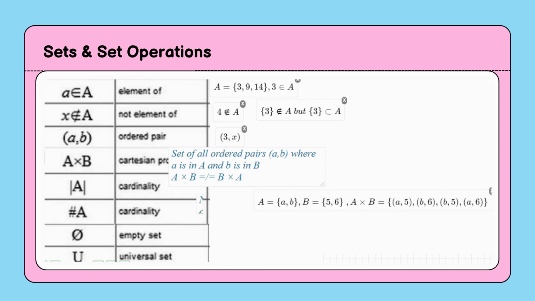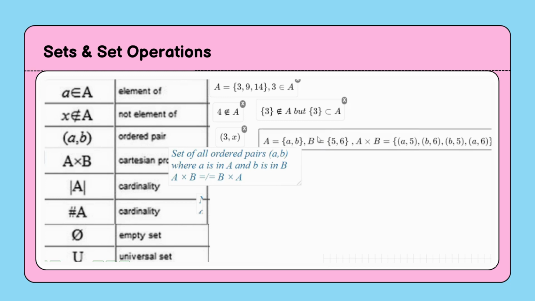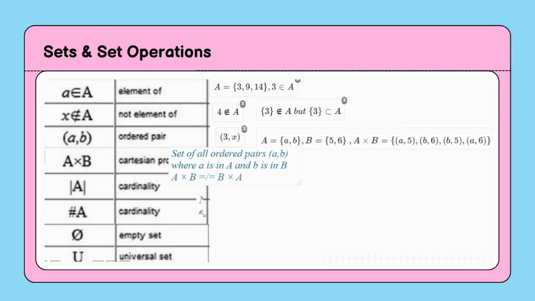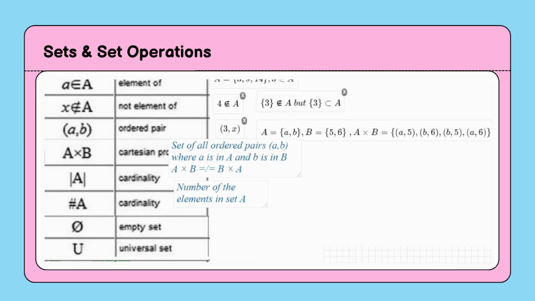I wrote set A and set B, which is 5 and 6. You can see that the first ones in the ordered pairs belong to set A, and the second ones in the ordered pairs belong to set B, 5 and 6. Now that you see the example, you can understand that in A Cartesian product B, you cannot change the places. Next, cardinality, which we talked about in the previous slide, is the number of all elements inside set A.